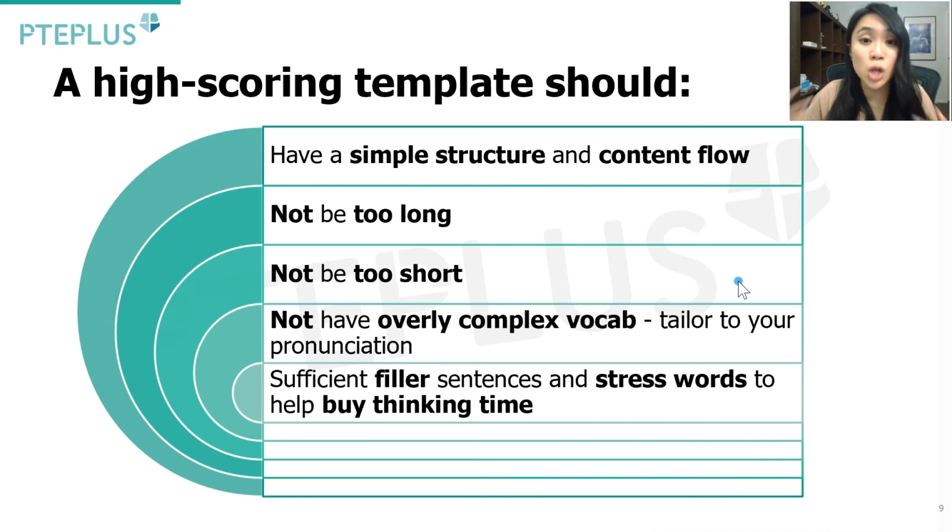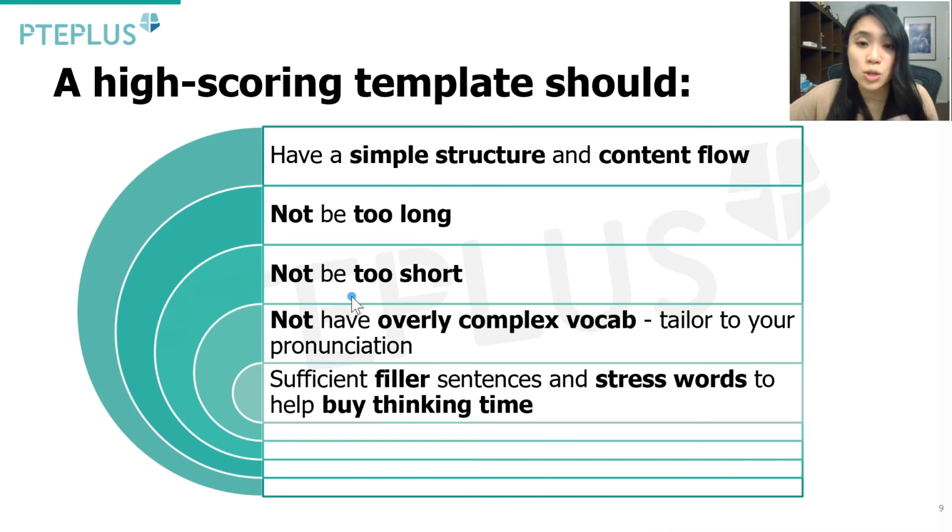Now, if it's too long and you've got too many filler words and too many template words, that means you'll have too little time, too little space to add in your content words. So in that case, definitely, that will also affect your content score. You might be sacrificing too much content. So it can't be too long as well.